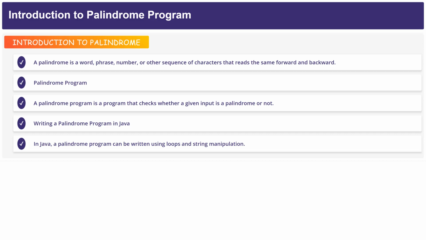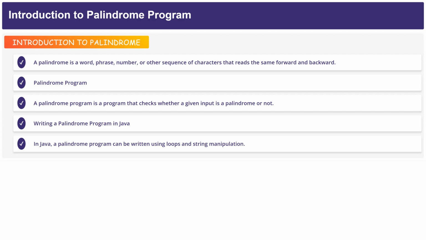Welcome to this video on Palindrome Program in Java. Now, let's dive into the concept of a palindrome program. A palindrome is a word, phrase, number, or other sequence of characters that reads the same forward and backward.